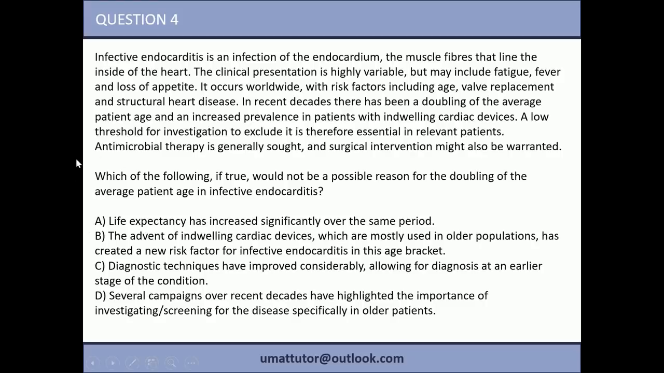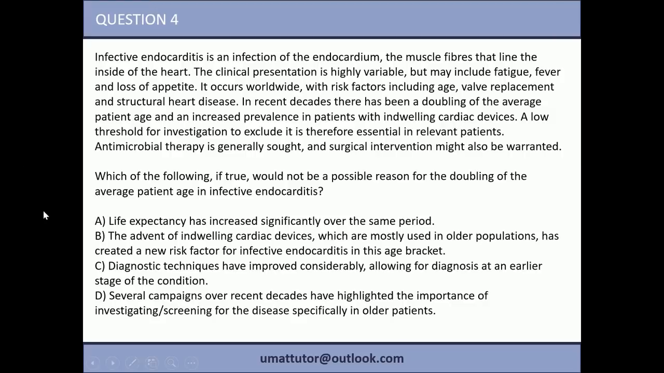You're kind of given license to assume that it could be true. And therefore, the real question is just whether each of these answers would have an effect on the average age. So in other words, it's not a case of working out whether they are true and whether they are mentioned here. It's more a case of just seeing if they could lead to the outcome that we're interested in, which is the doubling of the patient age. So that might be a bit confusing, but hopefully I'll clarify it as we go through the answers.